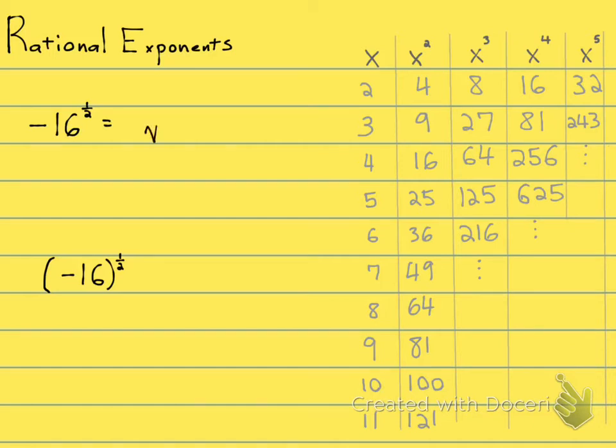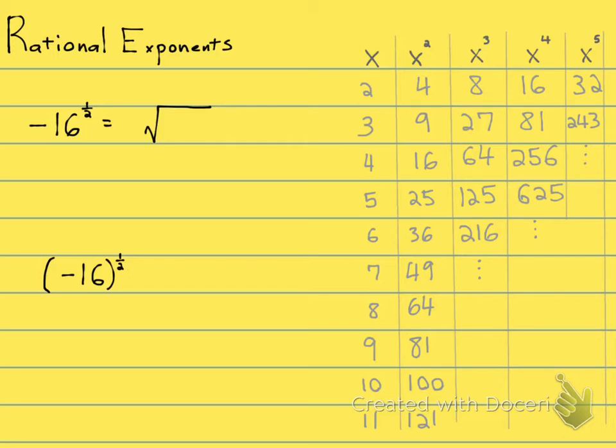Here's my radical. My index is the denominator, which is 2. Okay, and we don't need to write that 2. My 1 is my exponent out here, and anything to the first power is just itself. So I don't need to write anything on this radical.